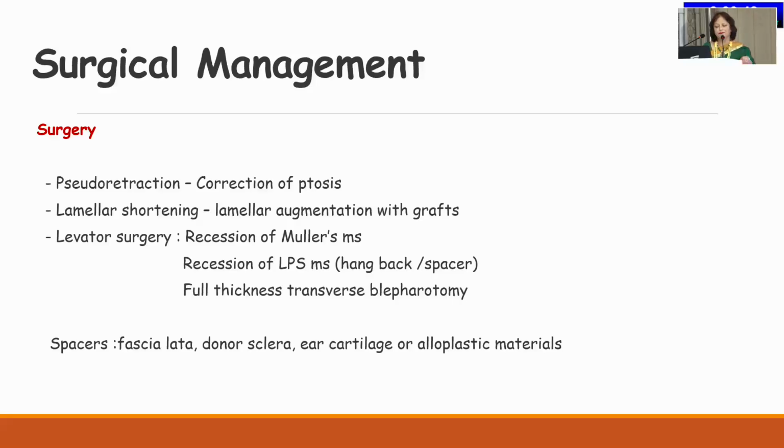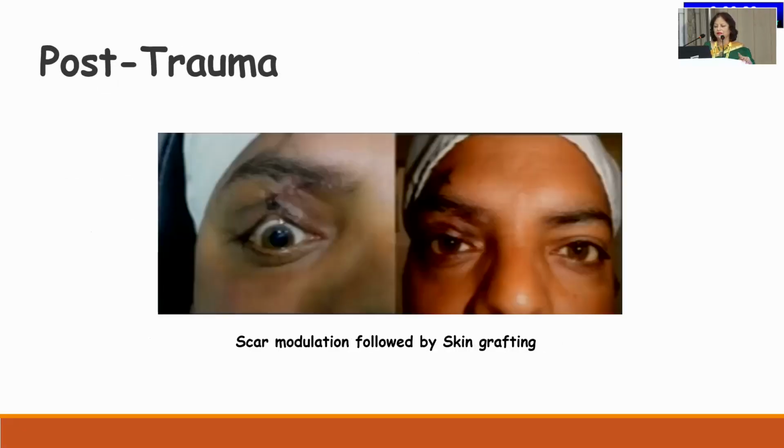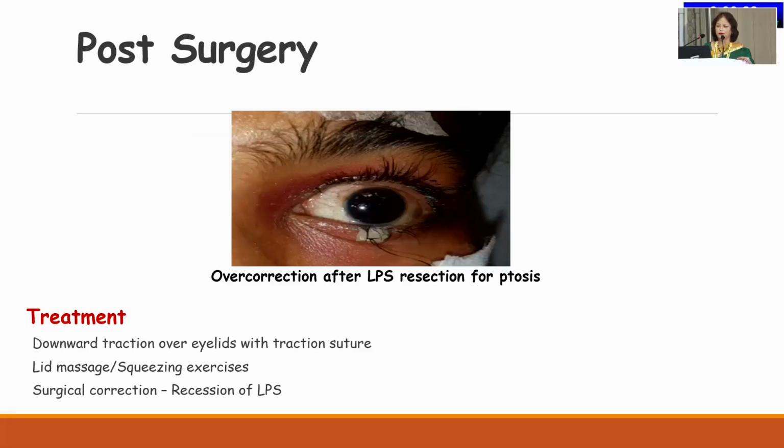Surgically, we need to correct the cause, as I said. Levator surgery in this, we will do the opposite of what we do in ptosis. So we will do a recession of the Müller's muscle or the recession of the LPS muscle. This was one case of post-trauma where after scar modulation, I had to do an FTSG also.